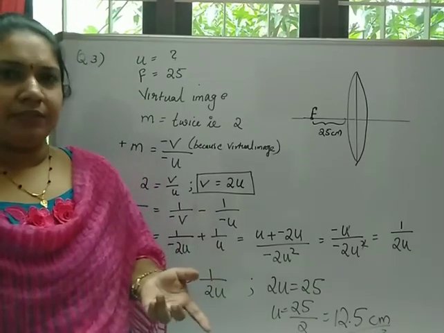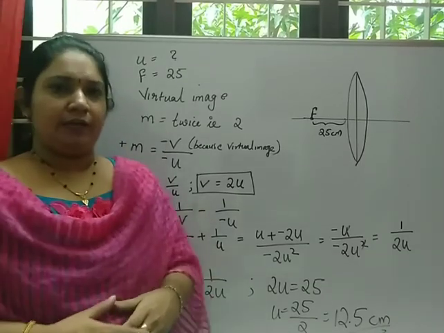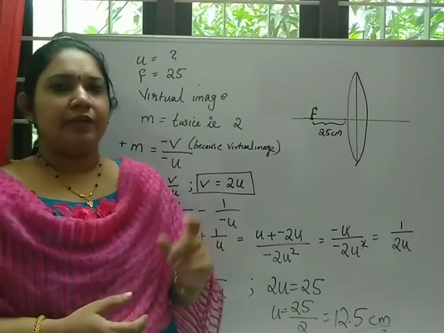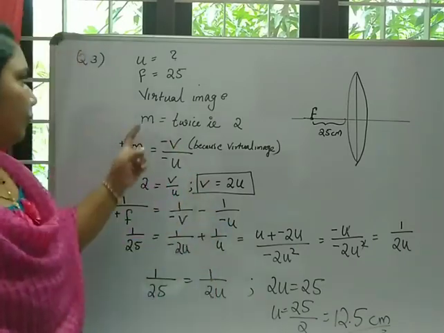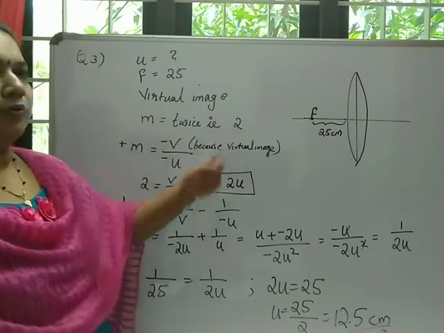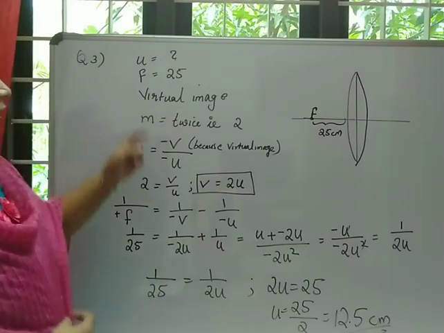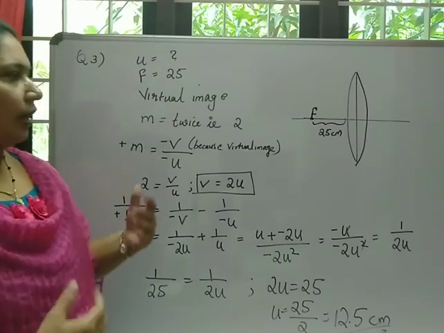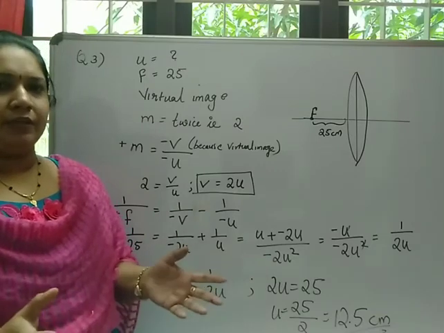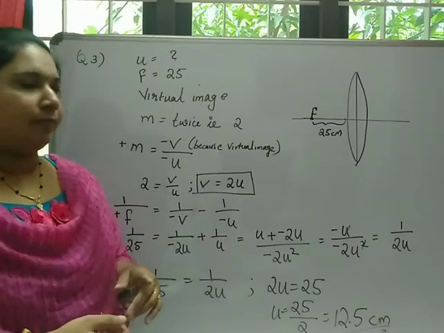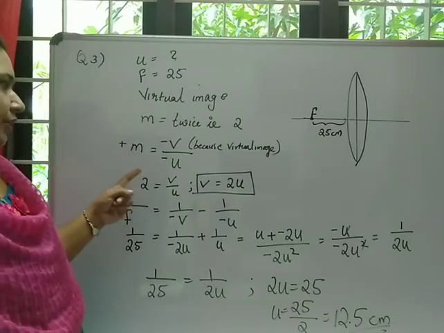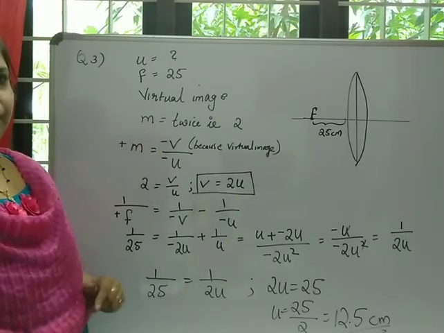To form a virtual image of twice the size. Twice the size means how much it is magnified. So the physical quantity given here is magnification. Magnification twice means 2. So we can write m is equal to 2. We are asked to calculate u. We don't have v, u, object height, image height, we don't have anything. So we have to do it another way. That is magnification. We have the formula for magnification. M is equal to v by u.